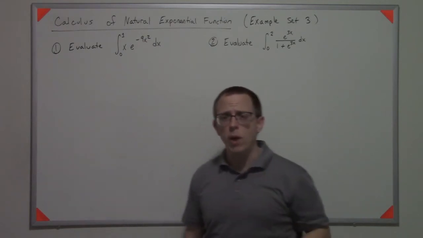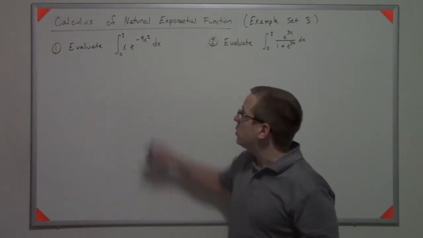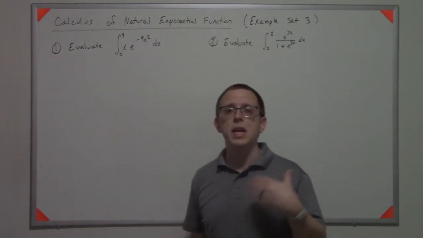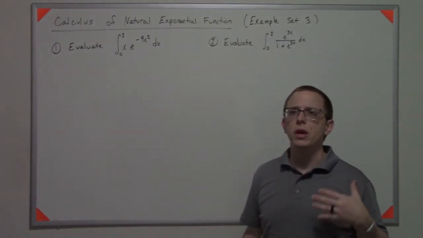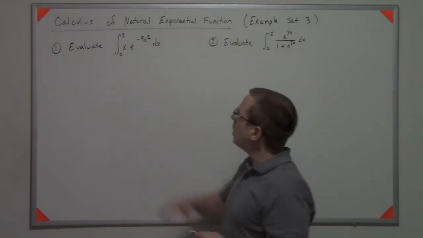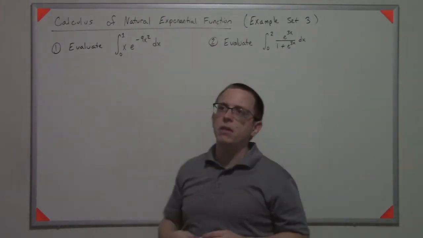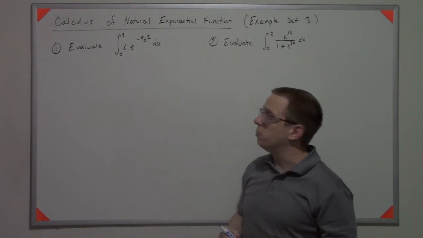So just be aware. With that said, we're going to get started. Otherwise, they work exactly the same. You just have to be comfortable with this type of notation. So we have x times e to the negative 9x squared dx, and that's from 0 to 1.